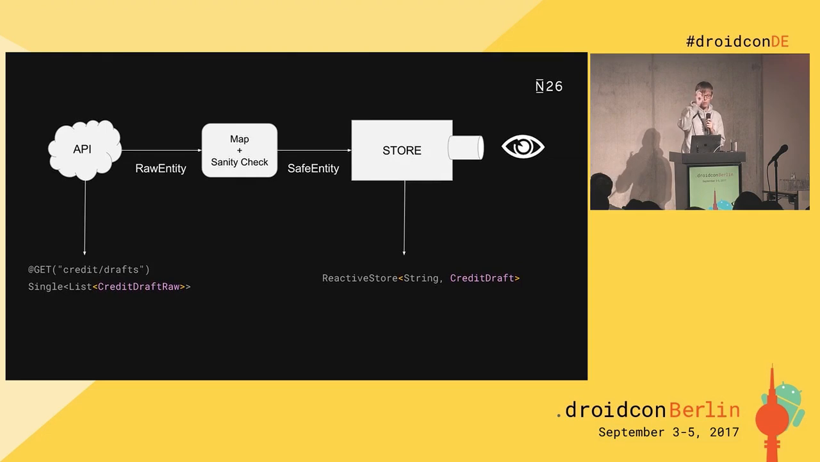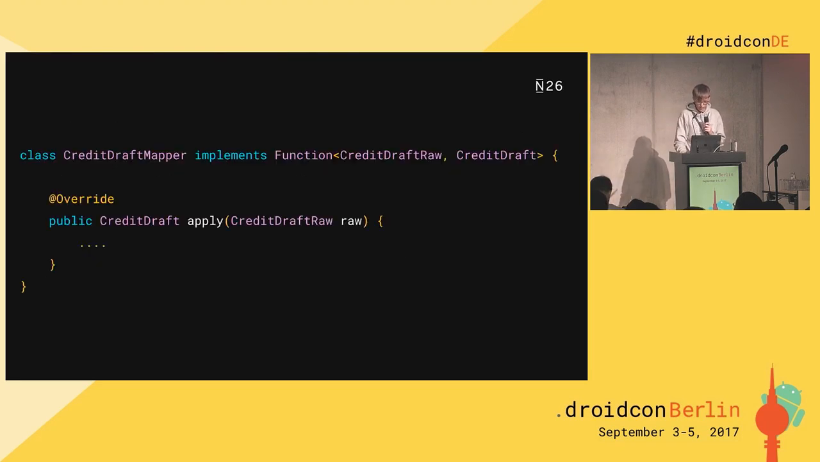We're going to map from the raw to the safe entity and make sure that what we store in this reactive store is in good condition. So the rest of our system can totally rely on it and not worry about further checks or anything. So we're going to have something like this. As you see, it's just a function. It has an input of credit draft raw and an output of credit draft.